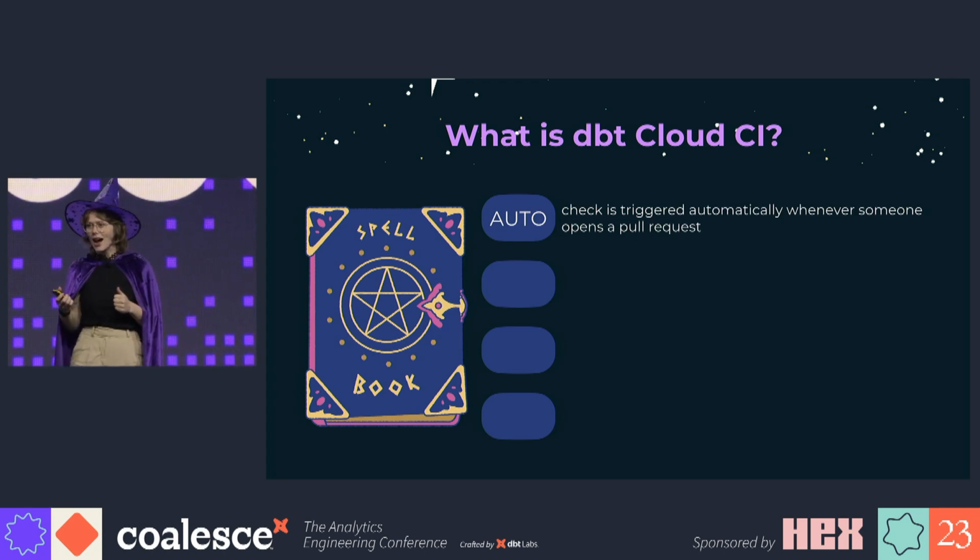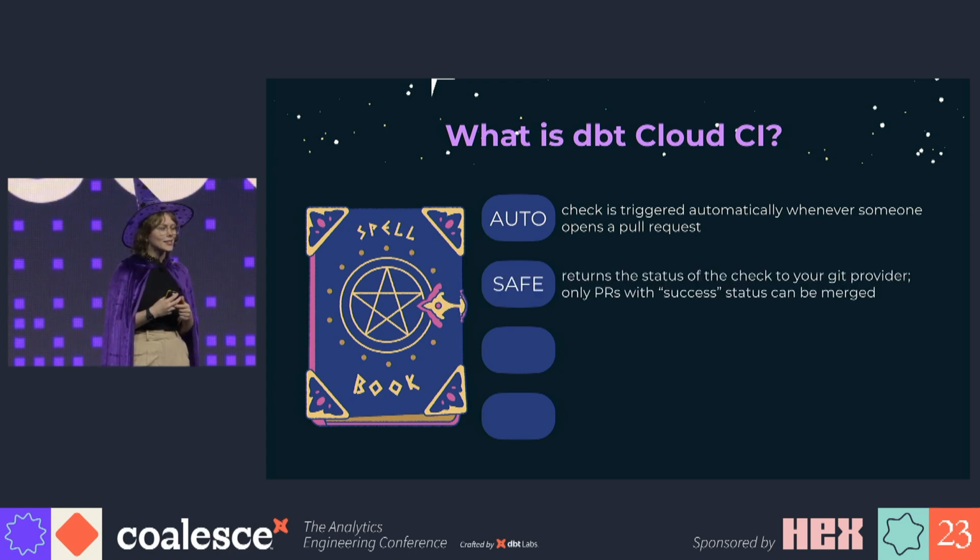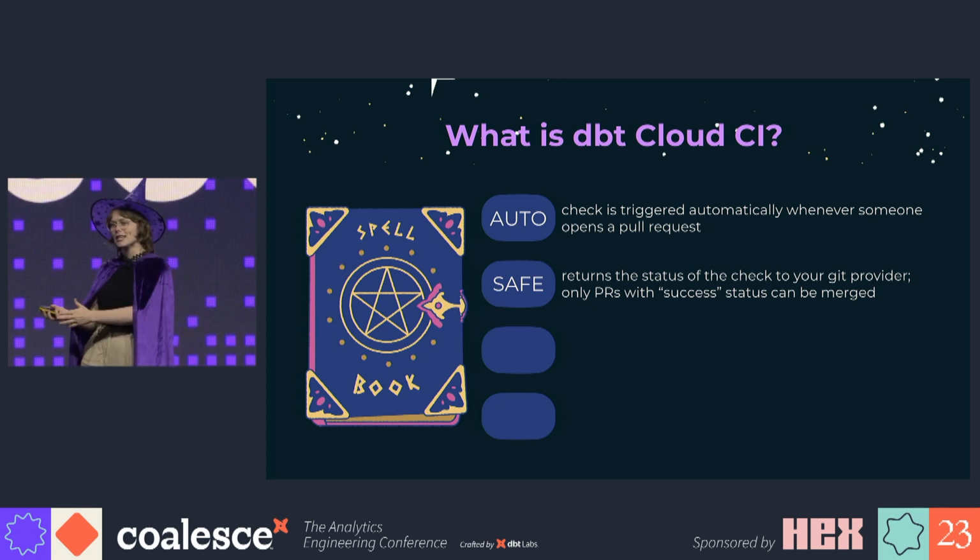dbt Cloud CI is automatic. dbt Cloud integrates with your Git provider, enabling you to trigger a CI check every time a developer on your team opens up a pull request. dbt Cloud CI is safe. Once the CI check has completed, dbt will return the status of that check back to your Git provider. And if you follow our best practices, you'll add a branch protection rule to only allow PRs with a successful status to be merged.